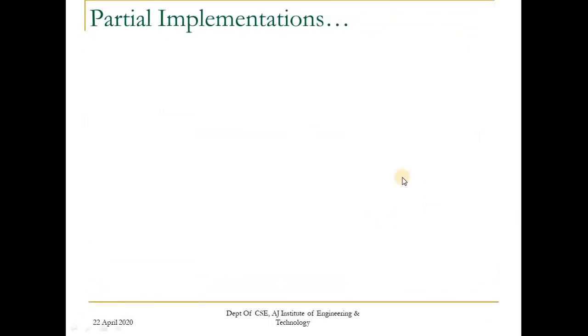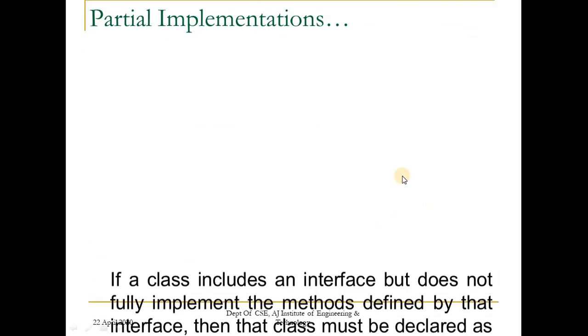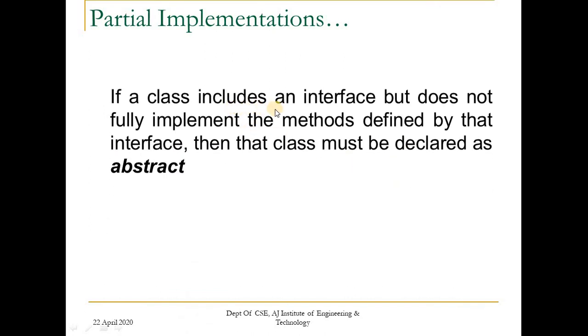Next topic, partial implementations. If a class includes an interface but does not fully implement the methods defined by that interface, then that class must be declared as abstract. So if the class is not going to fully implement the methods defined by that interface, then the class must be declared as an abstract class.